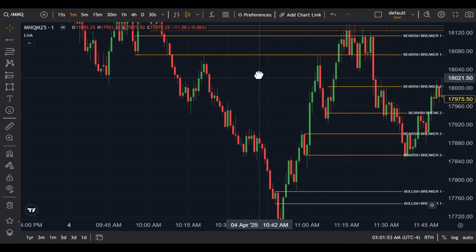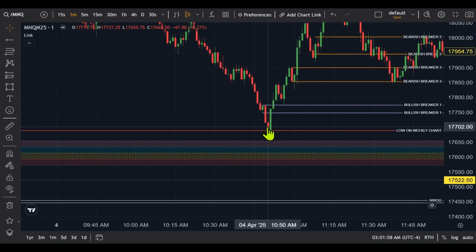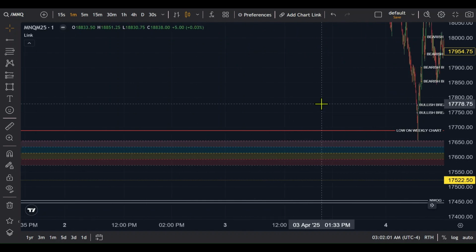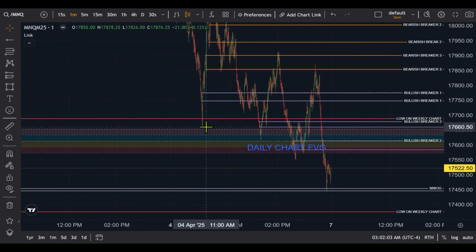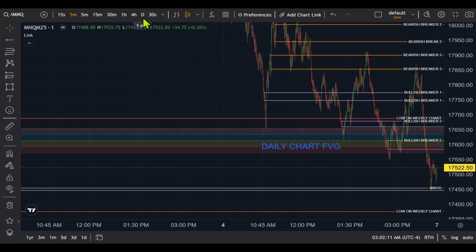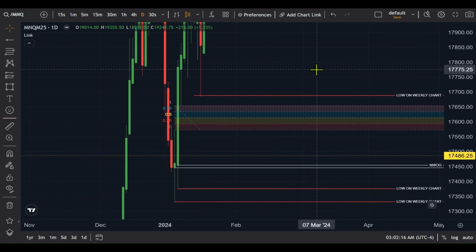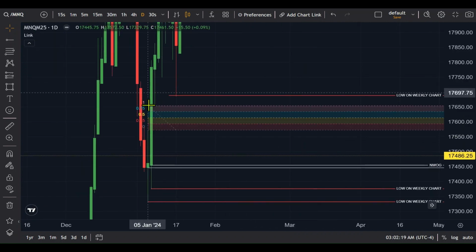But the fact of the matter is we did have a reversal here. Now look at this. If I would have had this marked, this is a fair value gap on the daily chart right there. If you go to the daily chart, you can see I've got this highlighted right over here. When we were going up, we offered buy side only, but no sell side. So this is an area where the market would like to trade to. And then let's go back to our 1 minute.